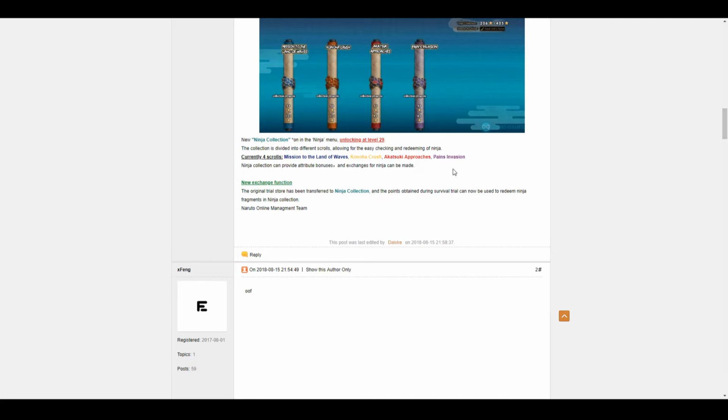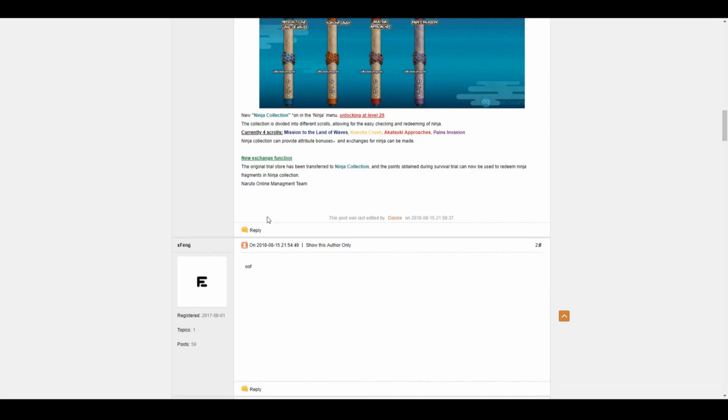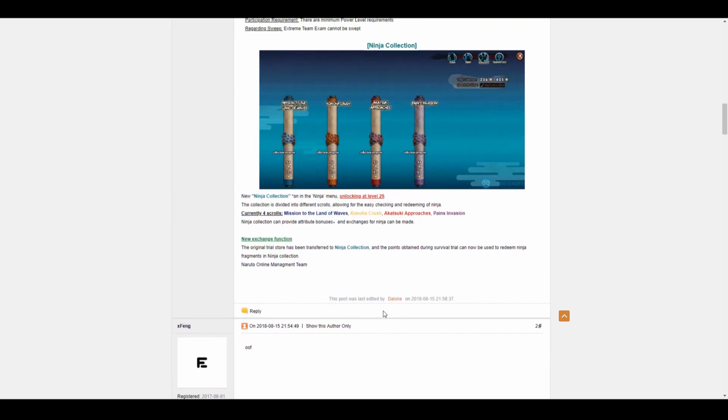Currently, the collection is divided into different scrolls, allowing for easy checking and redeeming of ninjas. Currently 4 scrolls: Mission to the Land of Waves, Konoha Crush, Akatsuki Approaches, and Pain's Invasion. Ninja collections can provide attribute bonuses, interesting, and exchanges for ninjas can be made. New exchange function, the original trial store has been transferred to ninja collections, and the points obtained during trial store, survival trial can now be used to redeem ninja fragments in ninja collection. Naruto Online Management Team. Ha ha ha.